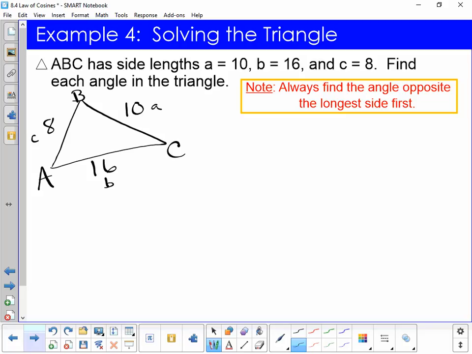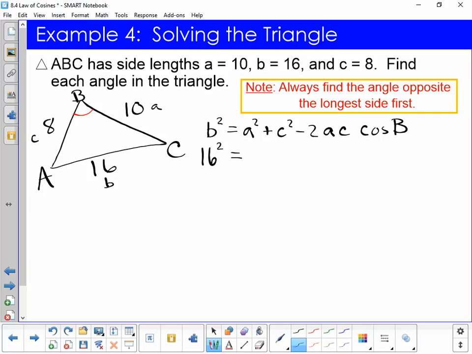When you're using the law of cosines, usually you'll find the largest angle first, that's going to be across from the longest side. So I'm going to start by finding, in this case, angle B. And again, the reason I'm going to find angle B first is just because side B is the longest side. So the version of the law of cosines I'm going to use is that B squared is equal to A squared plus C squared minus 2AC cosine B.